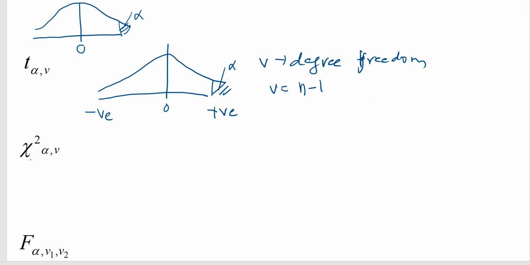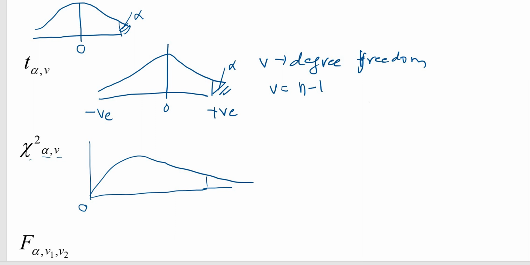Next is the chi-square distribution. Chi-square also has alpha and V, but the difference is the chi-square is always a positive value and it is not symmetric. We say that it is skewed to the right, because it has a tail here which is not symmetric. It starts from the value of 0, so chi-square always has a positive value.